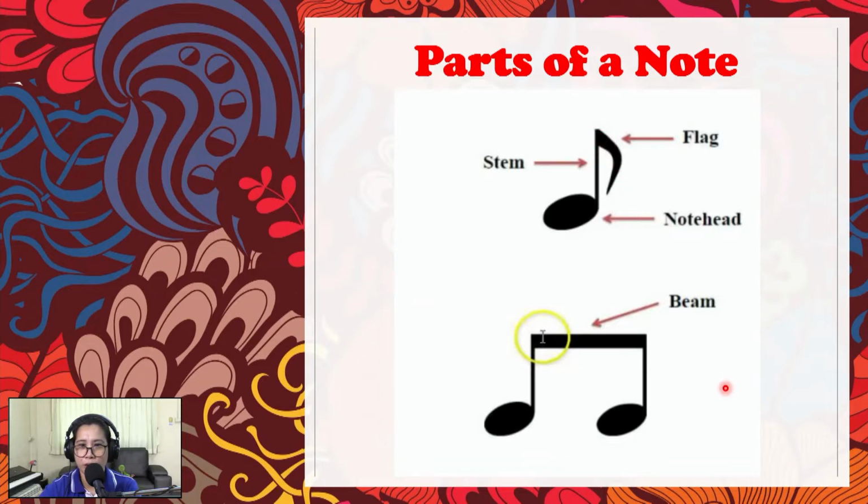So again, briefly, what are the parts of a note? It has a flag, it has a stem, and it has a note head. Basically, there are just three parts. But if you join the flags of two notes like this one, you call this a beam.